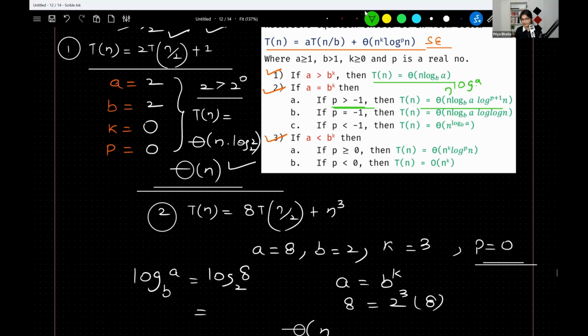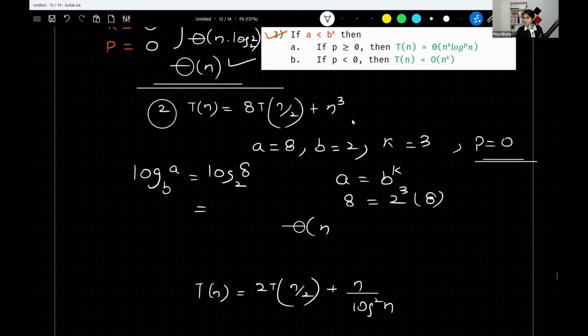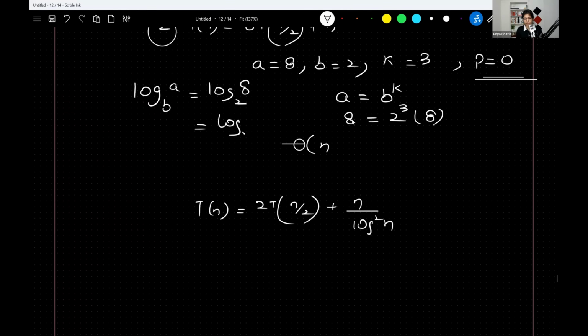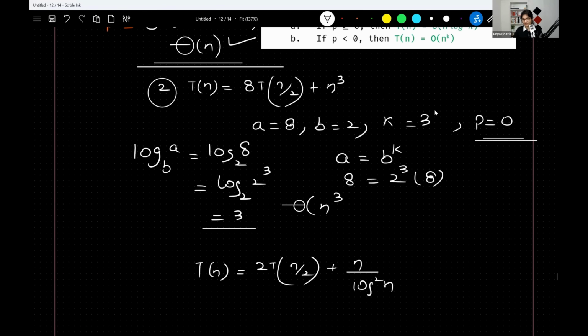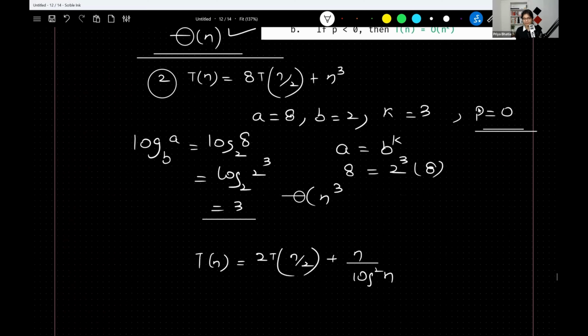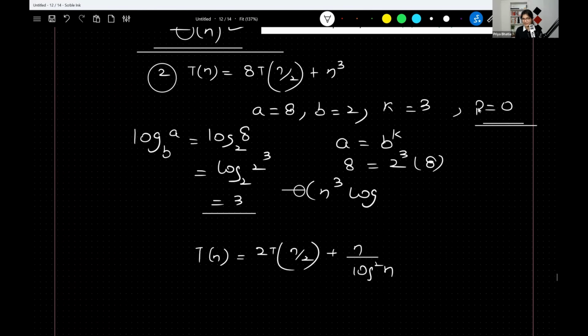N to the power log of A base B, log to the power P plus 1 into N. Similarly, this is also N to the power. Okay? Don't get confused here. Whatever is mentioned here, log A base B is in the form of a power. If you solve this, log of 2 to the power 3 is 3. So N cube. After that, log to the power P plus 1, so log P plus 1 is 1 only, into N. So this is the complexity of our recurrence relation.